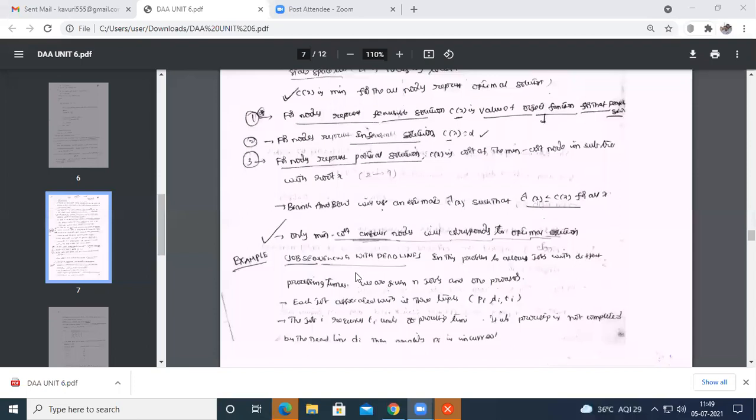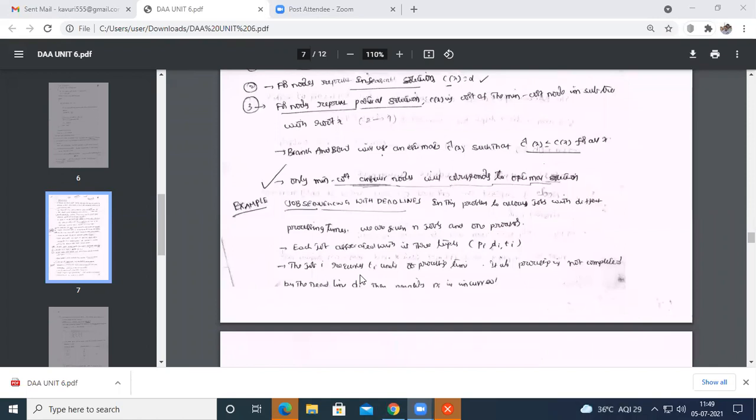So for example, take the job sequence with deadline. Already we discussed job sequence with deadline in the third unit using the greedy method. The same problem is now solved by using branch and bound.